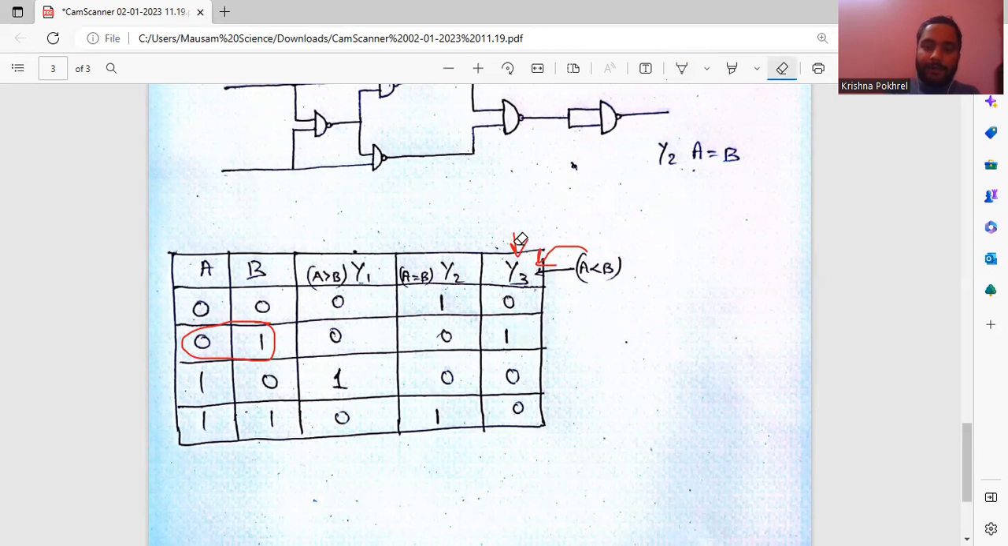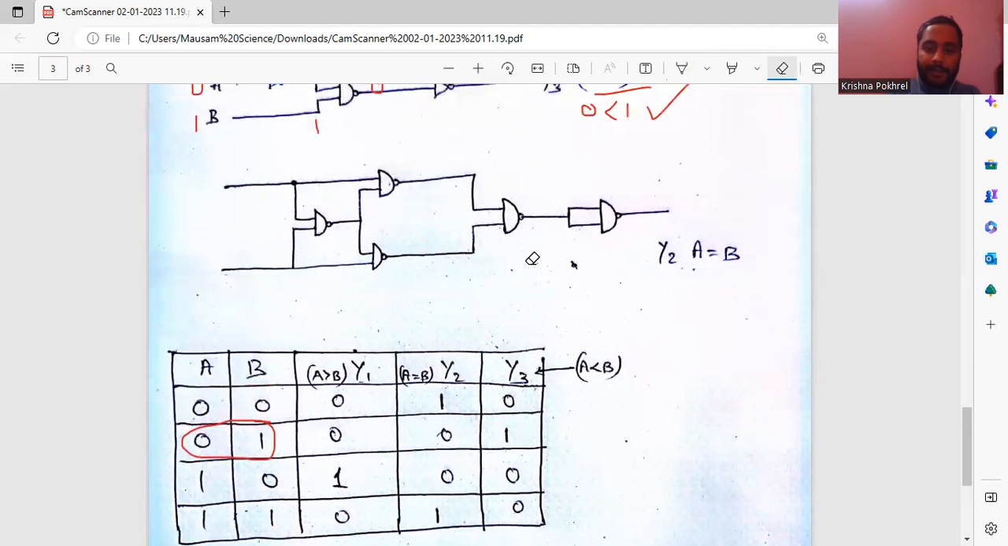Now another circuit diagram is for A is equal to B. That means we are taking this Y2 output as Y2. So in this case, when A and B are equal, then only the output will be true, that means 1, high output. Now, I forgot to give A and B. This is A, this is B.